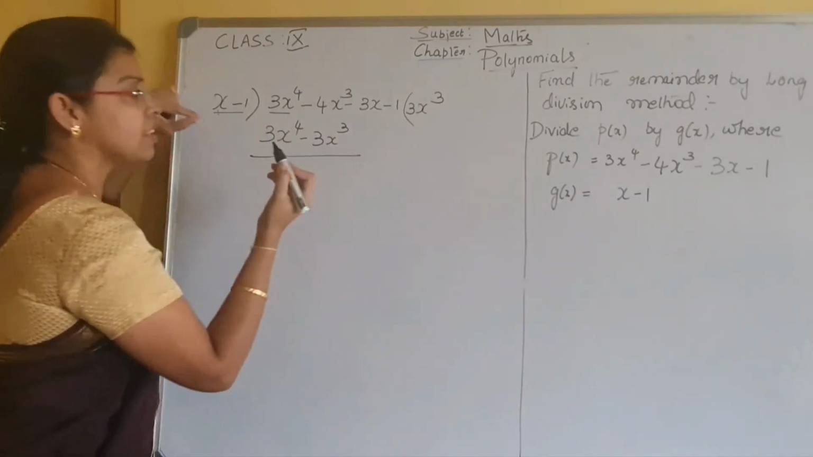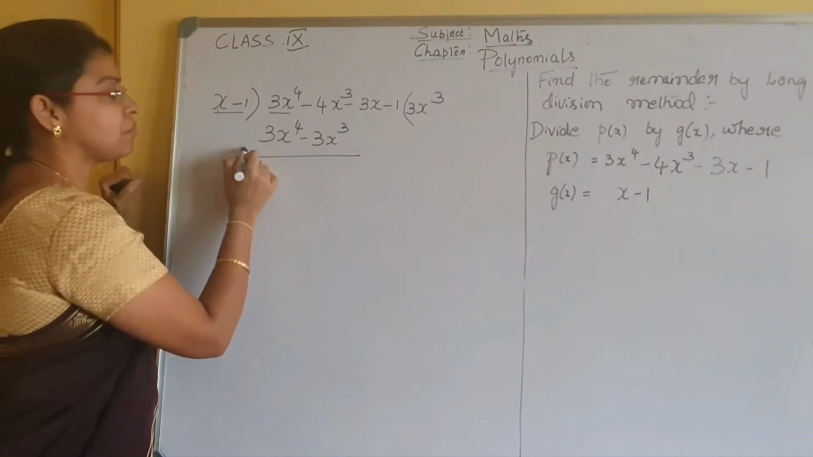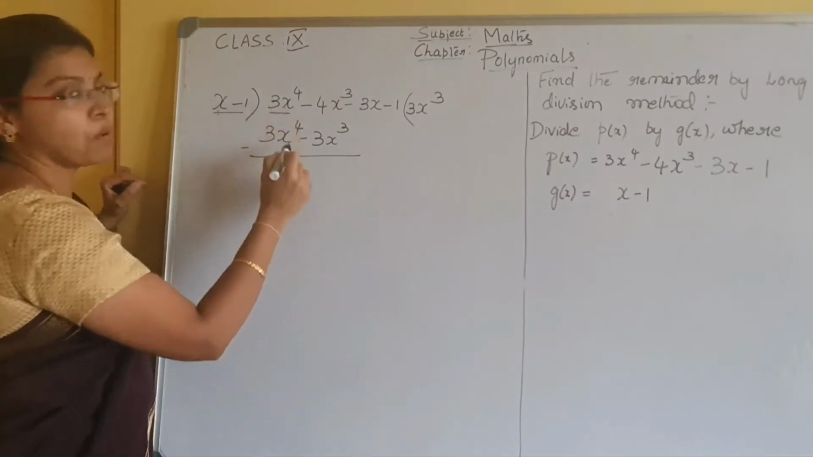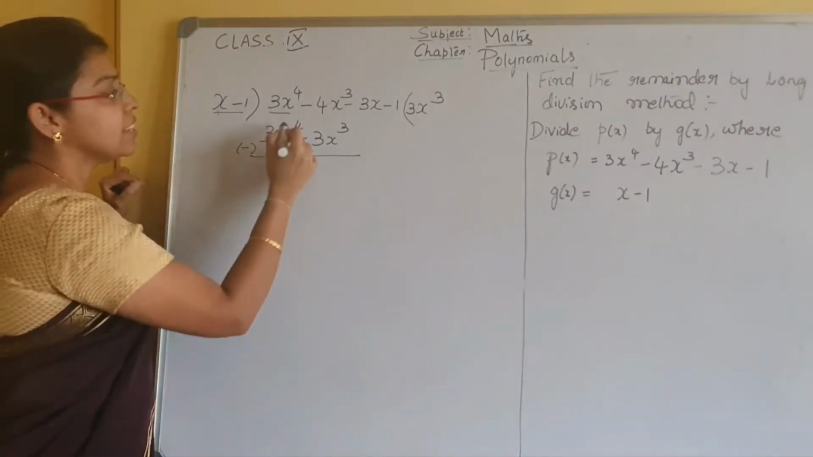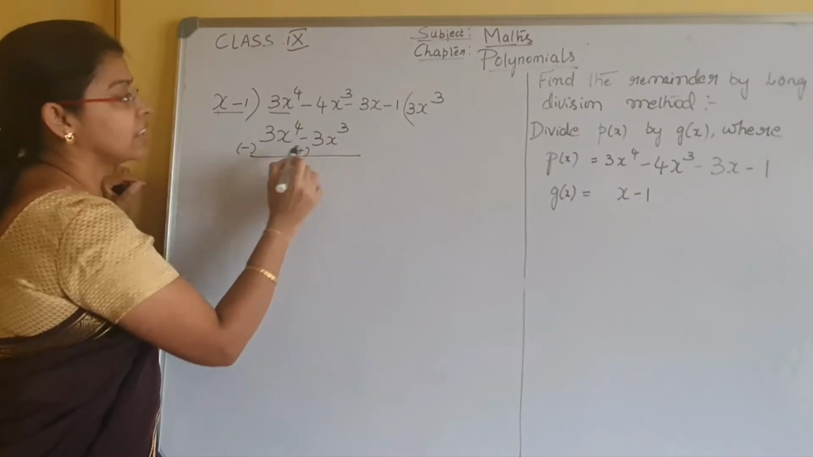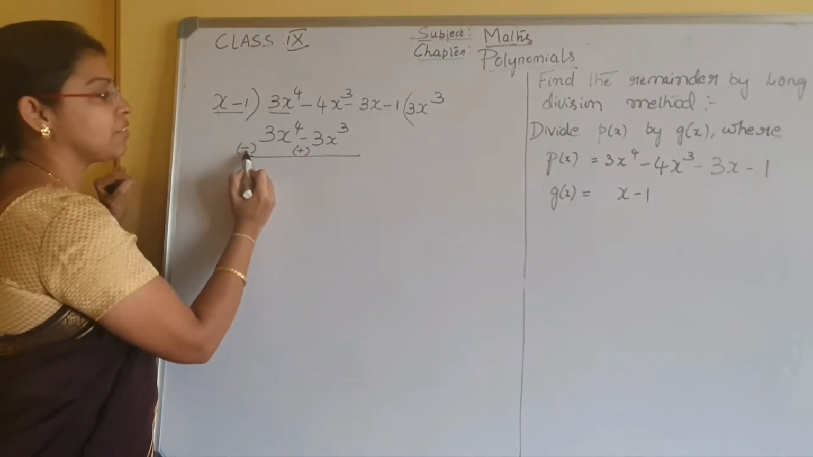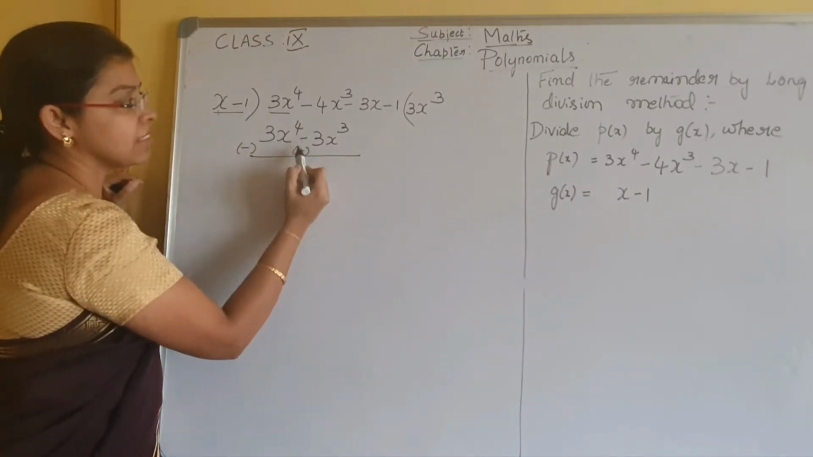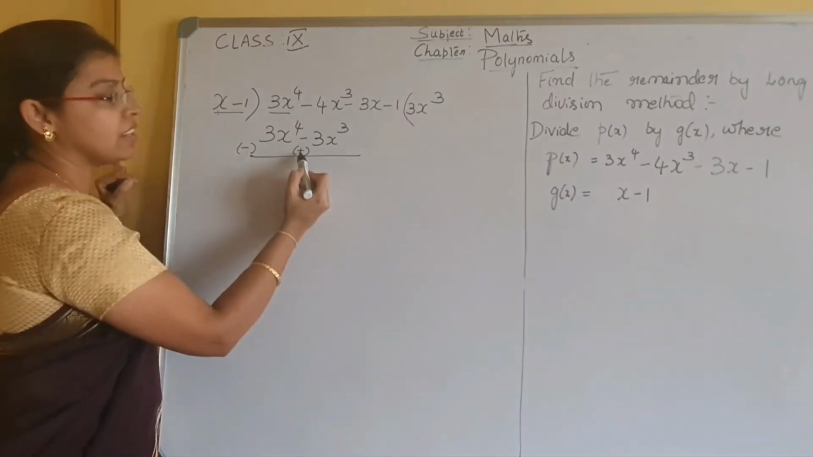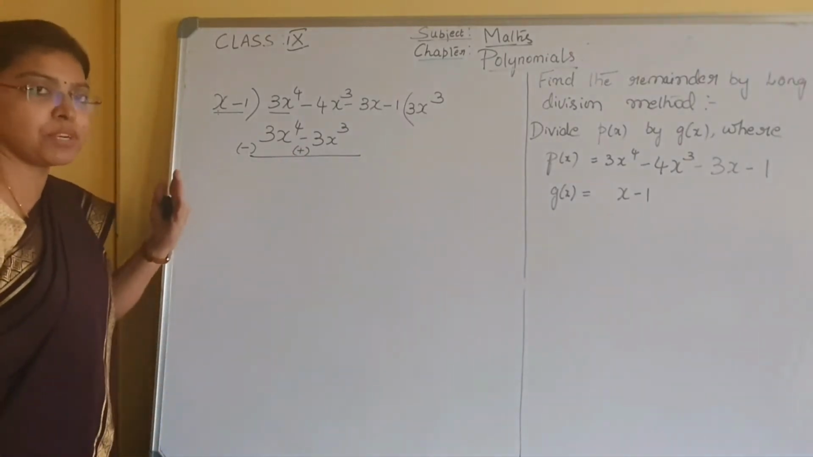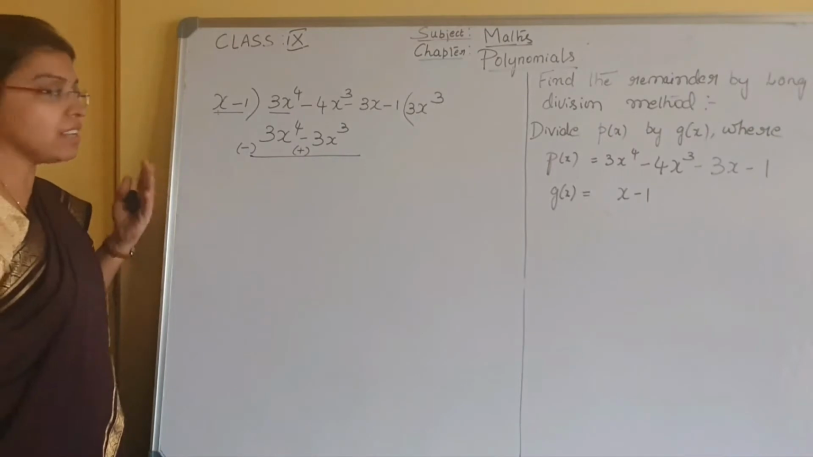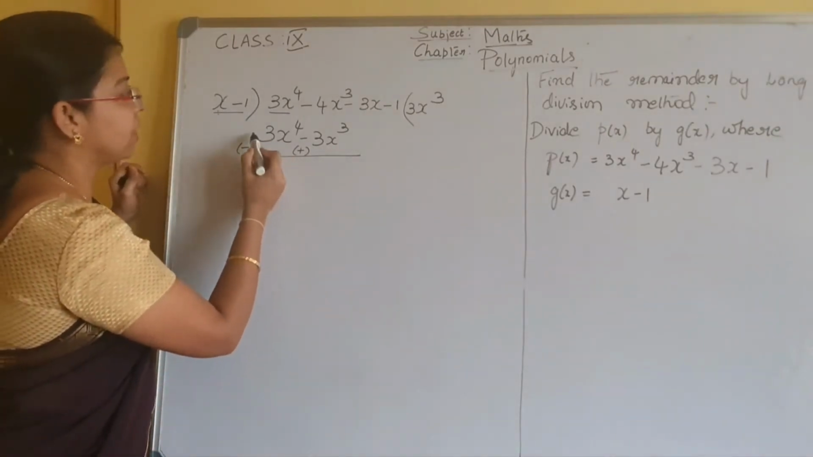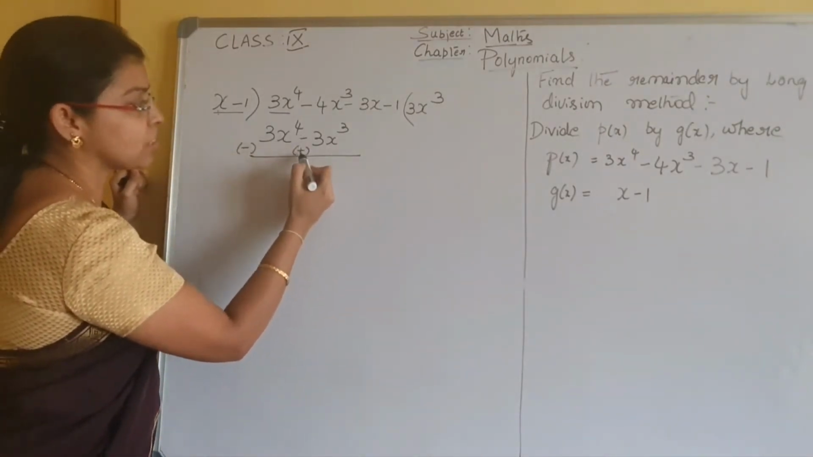And now, just like our division, we will subtract. How do we subtract the polynomials? We will change the signs. Here it was plus, I've changed it to minus. Here it is minus, I've changed it to plus. We have learned this, right? How do we subtract algebraic expressions in 8th class? In a similar way, plus is changed to minus, minus is changed to plus.